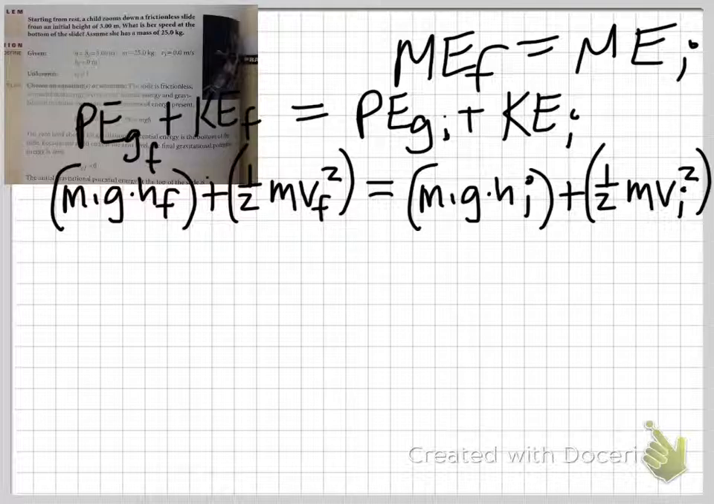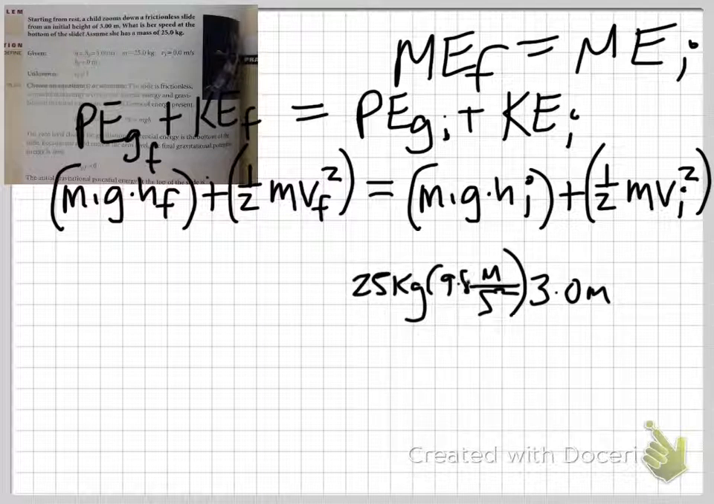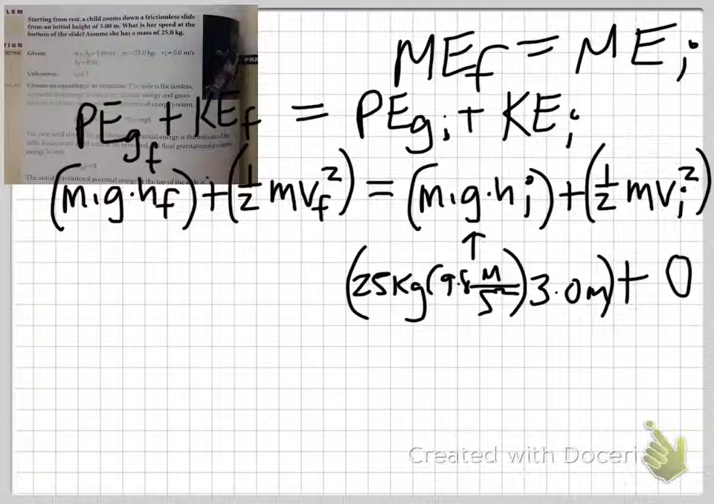So we're told that the child has 3 meters to fall. So her initial height, her mass doesn't change, 25 kilograms. Gravity doesn't change, 9.81 meters per second squared. And her initial height is 3.0 meters. Okay. What's her initial kinetic energy? She's at rest at the top of a slide. What's the kinetic energy? 0. Okay, that's easy. That goes away.